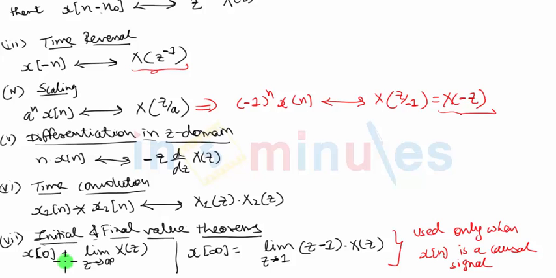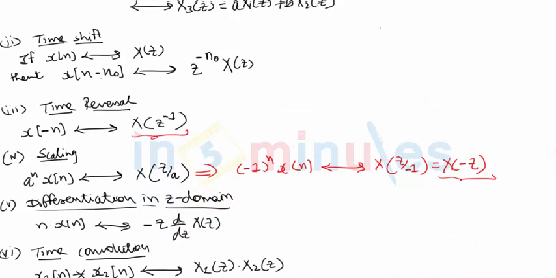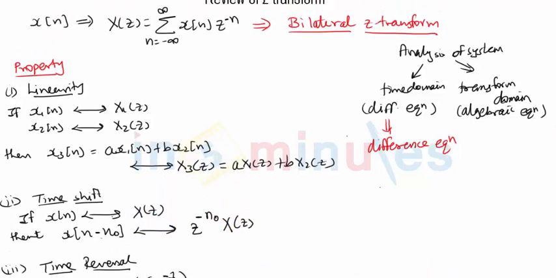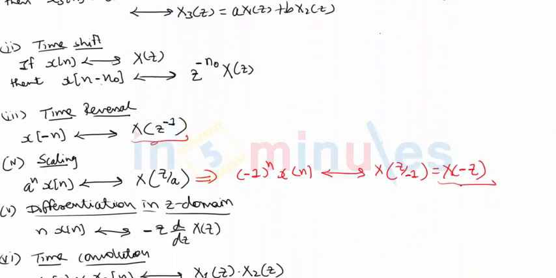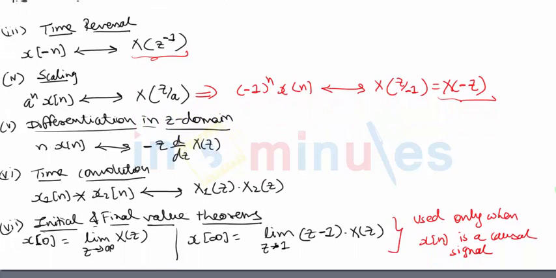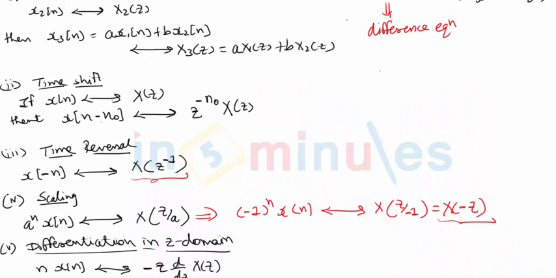So this was a brief overview of various properties. We may use some of these properties in our discussion, so you will have to remember them. Let us look at a few examples now where we find the Z transform and apply some of these properties.